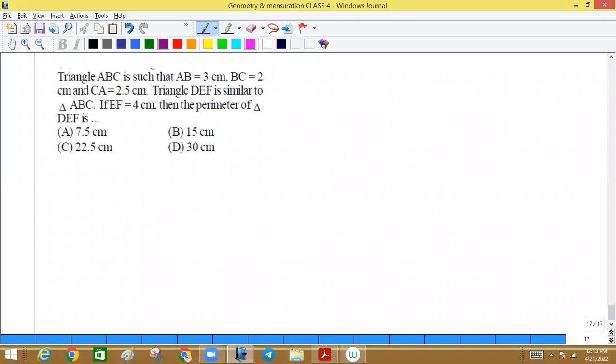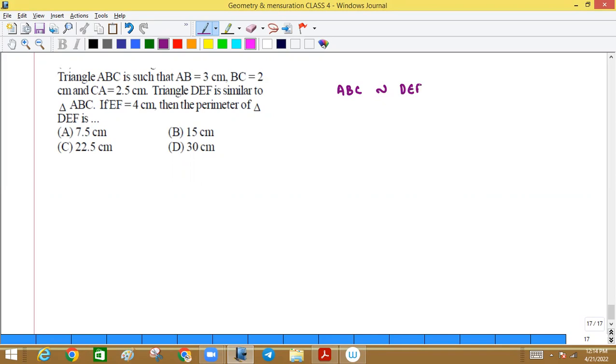Triangle ABC such that AB is equal to 3 centimeters, BC is equal to 2 centimeters, CA is equal to 2.5 centimeters. Triangle DEF is similar to triangle ABC. If EF is equal to 4 centimeters, then the perimeter of DEF is. Now look at the sides in the ratio. Okay. Look at AB, BC, CA. ABC is similar to what?